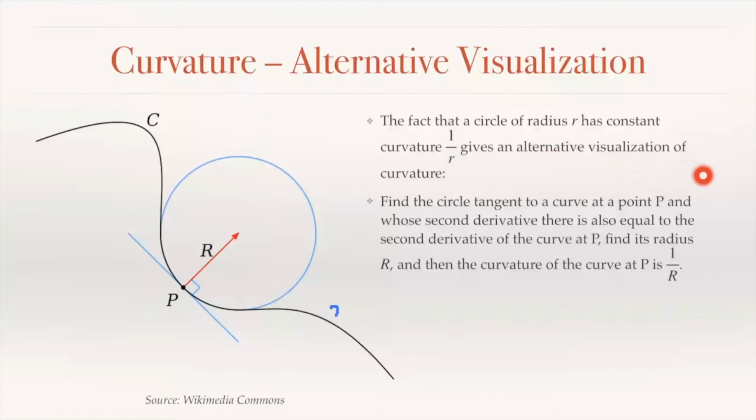And the fact that a circle of radius r has this constant curvature of 1 over r gives a nice alternate visualization of curvature. To find the curvature of a curve C at a given point, say P, we find a circle tangent to the curve whose second derivative there is also equal to the second derivative of the curve. So it's not only tangent, but it also locally looks like that curve in the sense that its second derivative is also equal there. So it's like double tangent in a sense. If you find such a circle that fits smoothly along the curve at the point P, and you take its radius, then the curvature of the curve at that point is 1 over that radius.